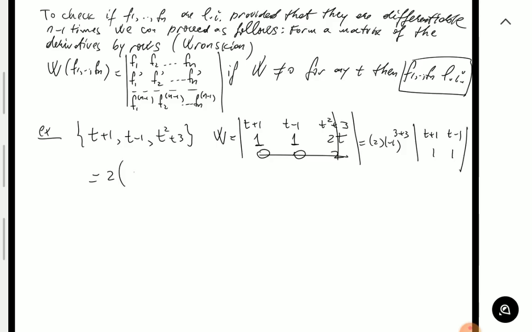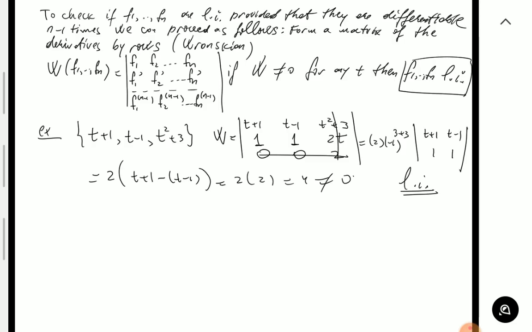And in this case, that's going to be t plus 1 minus quantity t minus 1. It doesn't have to be a constant, by the way, as long as it's not equal to 0 for any t. So that's going to be 4, which is not equal to 0. So therefore, these are linearly independent. The converse is not actually true.